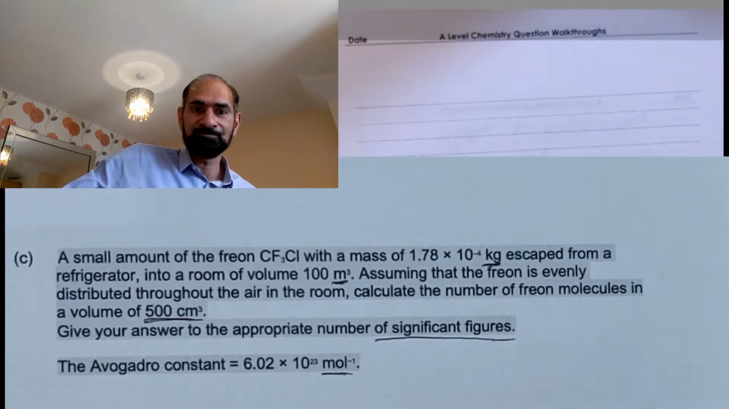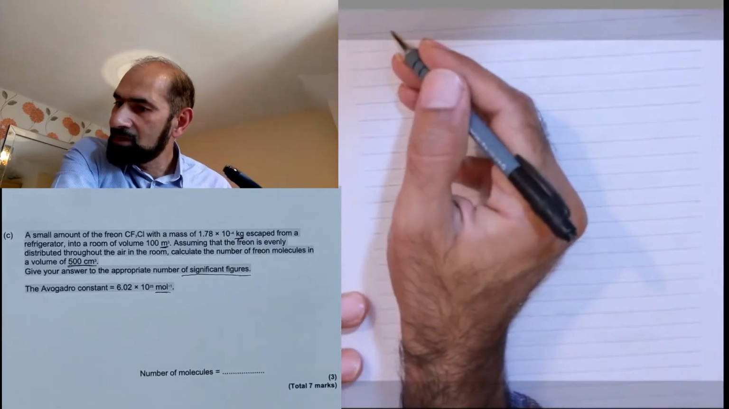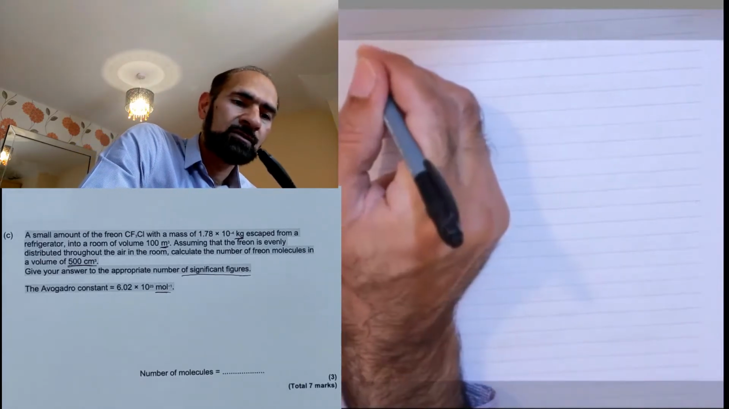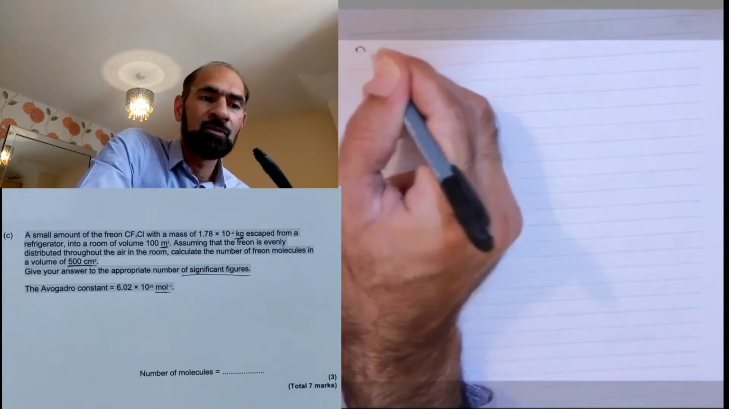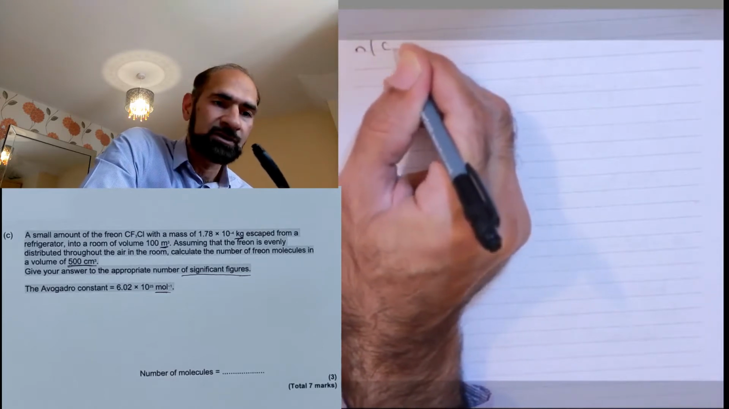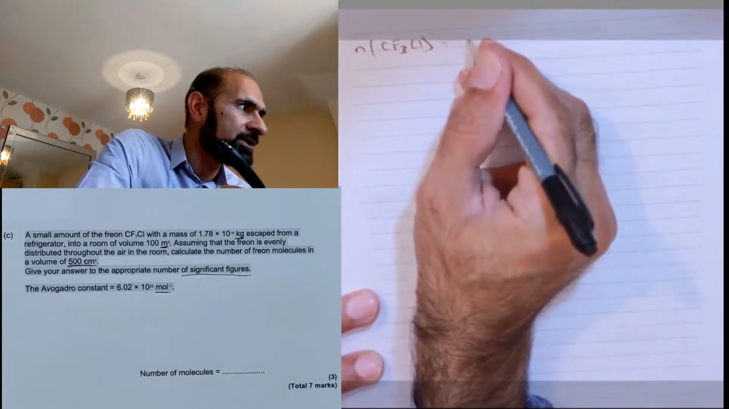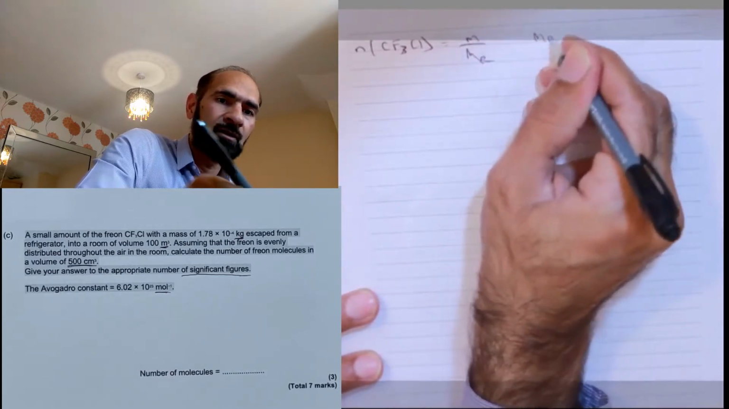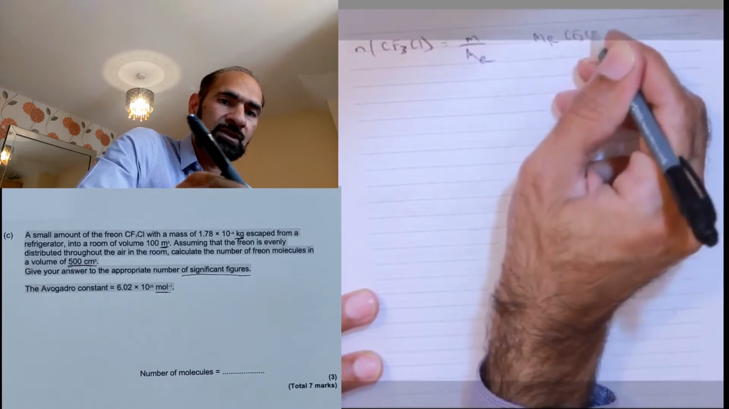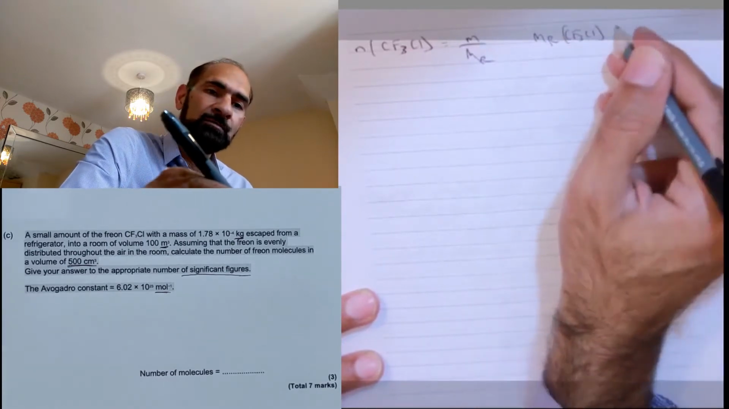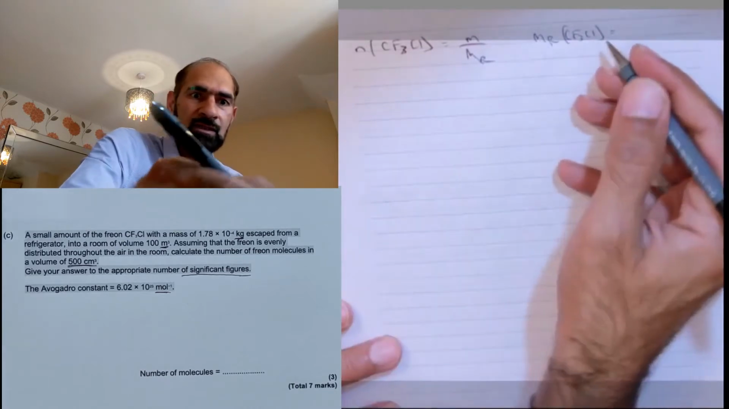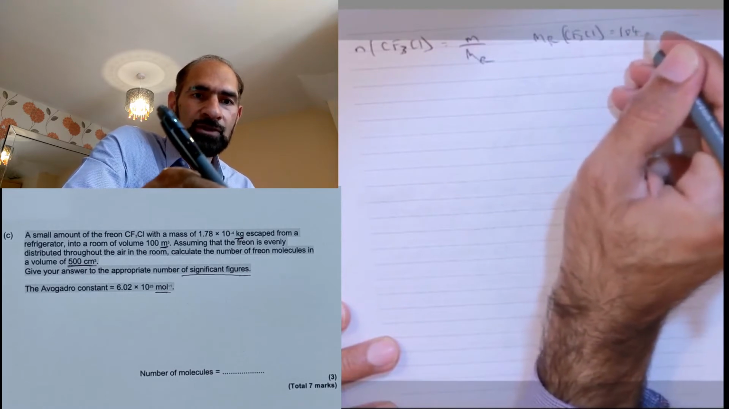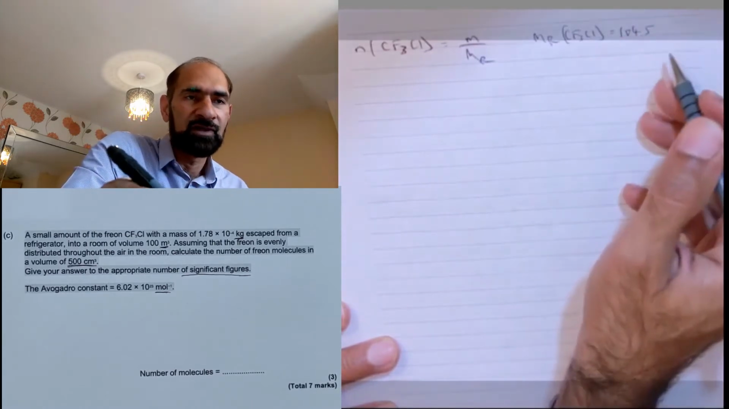Let's see. First thing I need to do is work out the Mr of CF3Cl, and remember why: I need to work out the moles of freons. In order to work out moles, I need mass over Mr, and therefore I need Mr. So Mr of CF3Cl, freon, is equal to, and you can work it out yourself, it's 12, and chlorine is 35.5, so it must be 104.5.